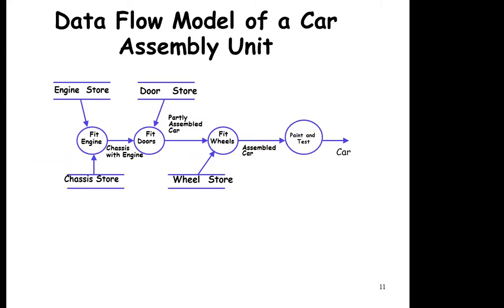But to fit the engine, we need something from the engine store. So the engine store is a data store. We also need the chassis from a chassis store. So the chassis store is a data store. From the engine store and the chassis store, you require the chassis and the engine. The chassis is given to you from the chassis store, and the engine is given to you from the engine store. You combine them, you fit the engine. So fitting of the engine is one of the basic functions.